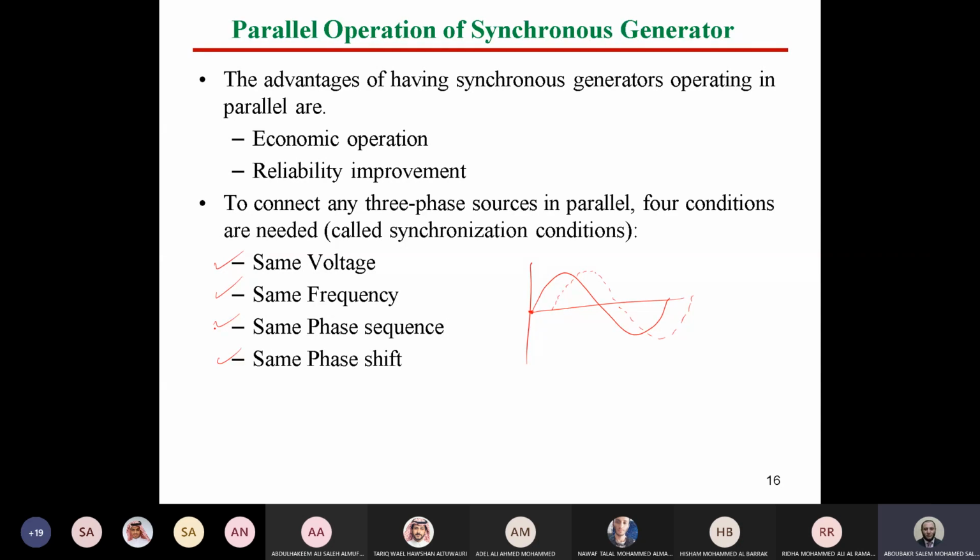Synchronization conditions. Again, same voltage means the same RMS value of voltage, same frequency, same phase sequence, and the same phase shift. We have, inshallah, one experiment regarding the synchronization of synchronous machines. We will discuss it next week, inshallah.